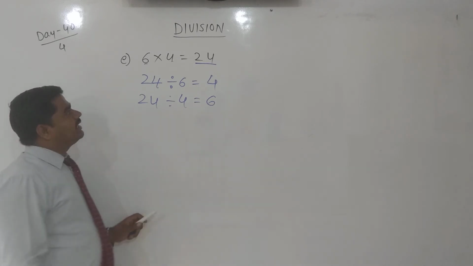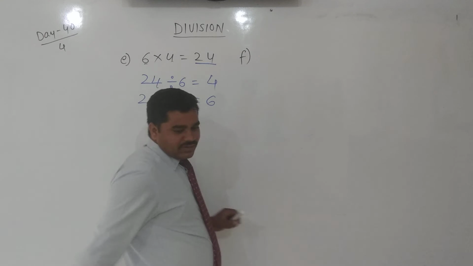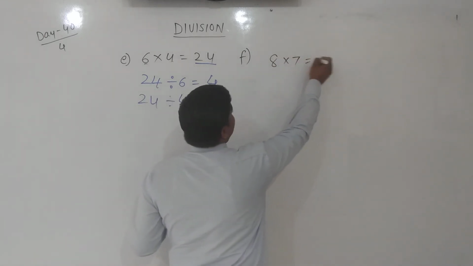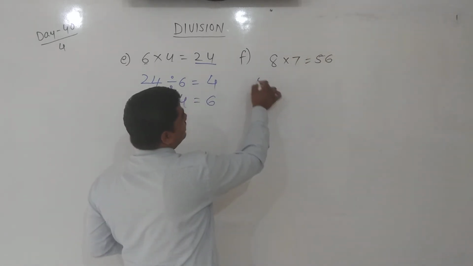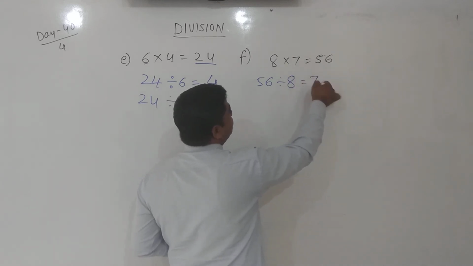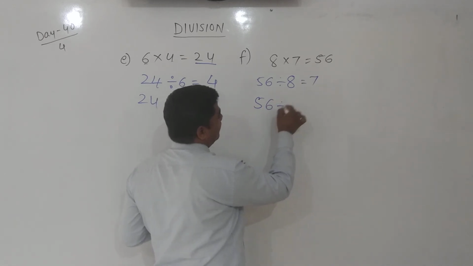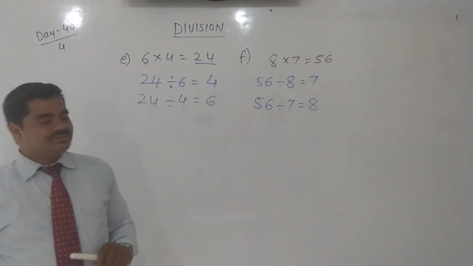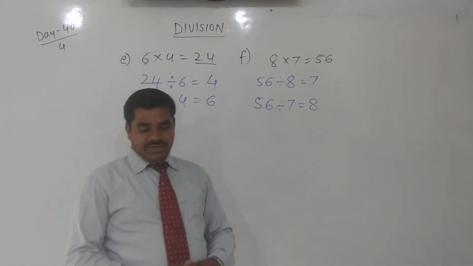Clear? Any doubt? Okay. One more, that is the last one. You can take any number of problems. 8 sevens are 56. Which is the dividend? 56 divided by 8 is equal to 7. Then 56 divided by 7 is equal to 8. This is the relation between division and multiplication.